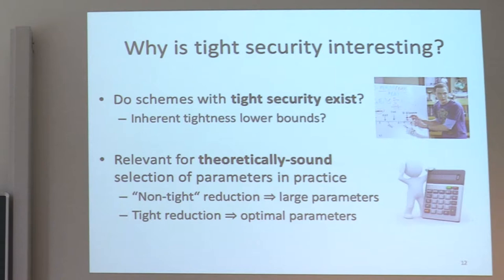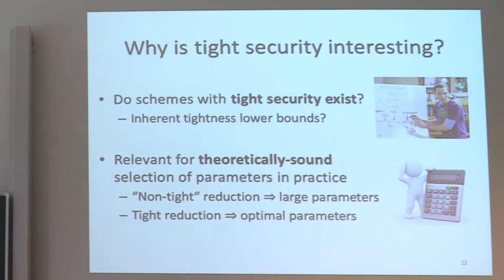Okay, nobody does this today in practice, and this makes a lot of sense because we have only few tight reductions. For instance, if you wanted to run TLS with theoretically sound parameters, we would probably need RSA moduli of size 60,000 bits or whatever, so ridiculously large. But of course our goal is to create protocols where we can choose parameters in a theoretically sound way.